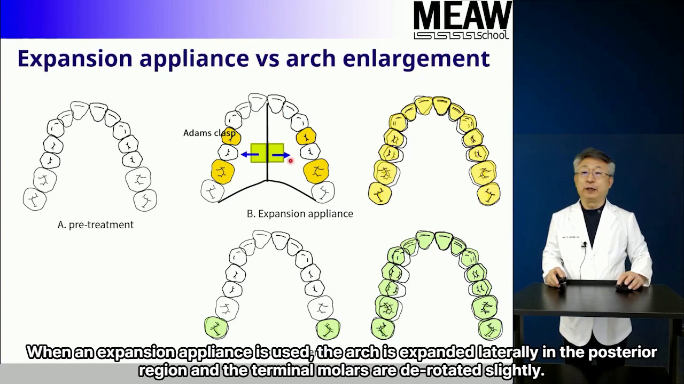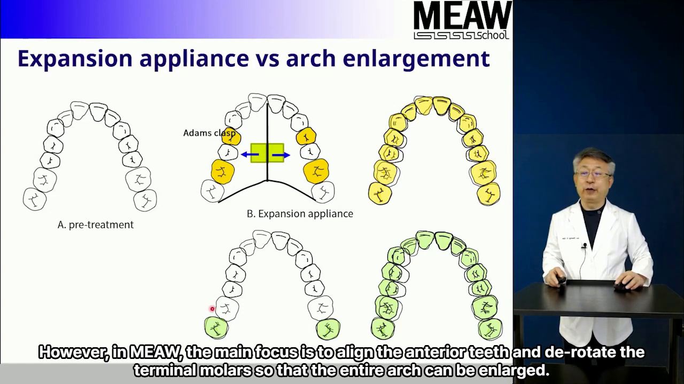When an expansion appliance is used, the arch is expanded laterally in the posterior region, and the terminal molars are derotated slightly. However, in MEAW, the main focus is to align the anterior teeth and derotate the terminal molars, so that the entire arch can be enlarged.